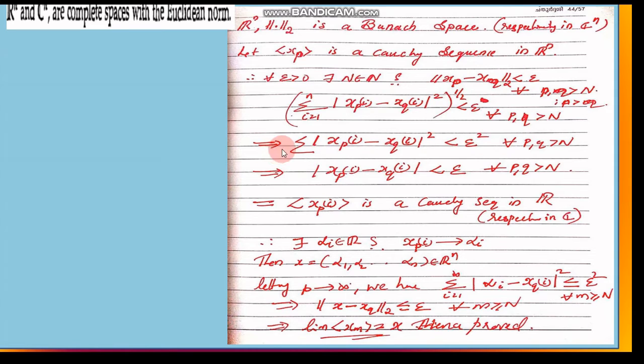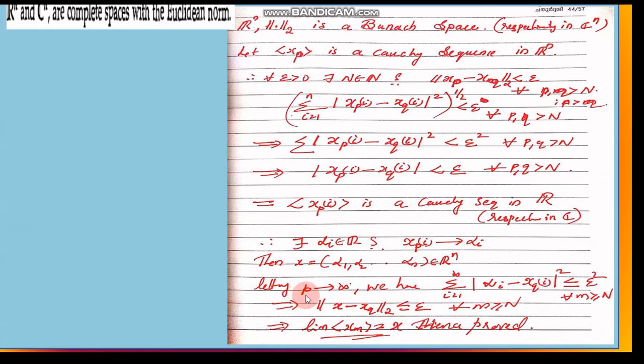So what you have is sigma of modulus of x_p(i) minus x_q(i) whole squared is less than epsilon squared, for all p, q. Which implies modulus of x_p(i) minus x_q(i) is less than epsilon for all p, q greater than N. So x_p(i) is a Cauchy sequence in R, respectively in C. Therefore there exists some alpha_i such that x_p(i) tends to alpha_i, right? So let's take x equal to (alpha_1, alpha_2, ..., alpha_n), which belongs to R^n.